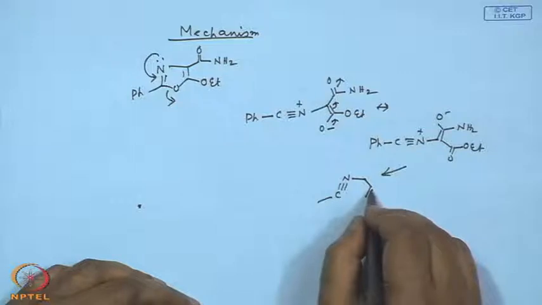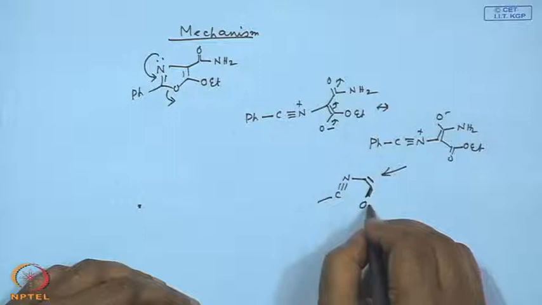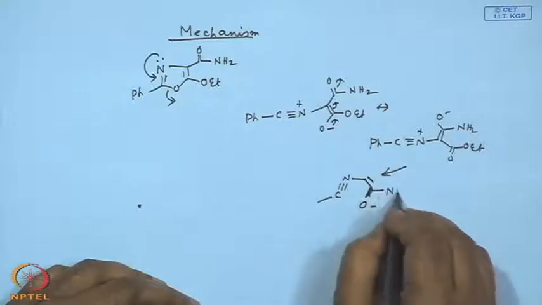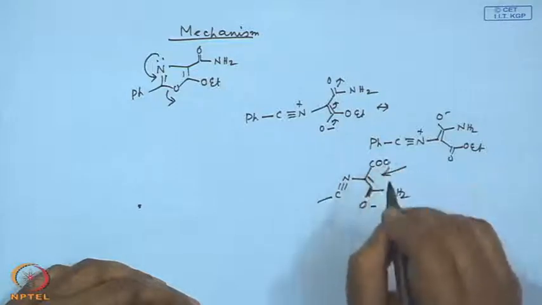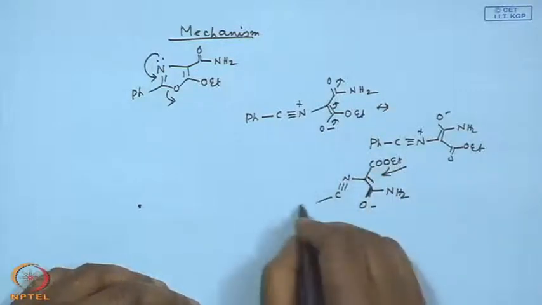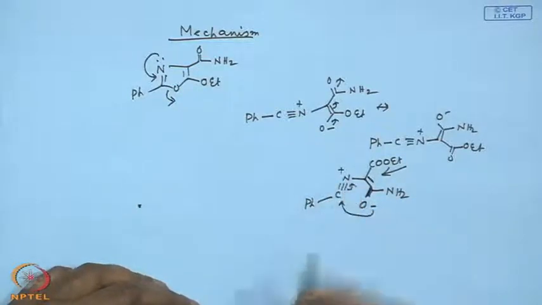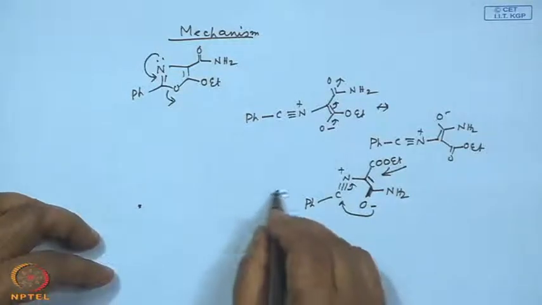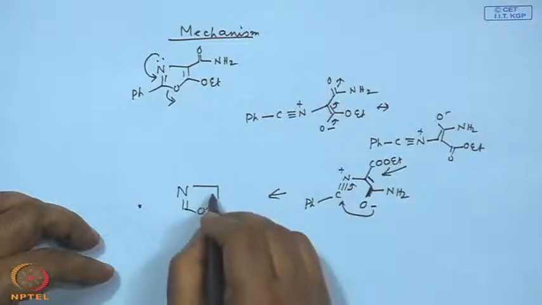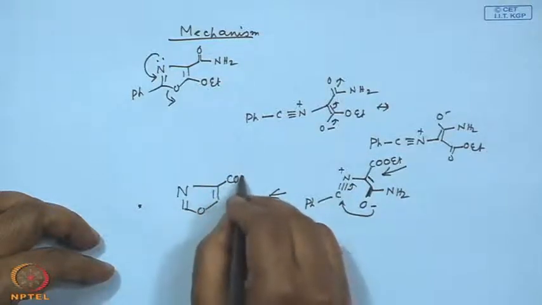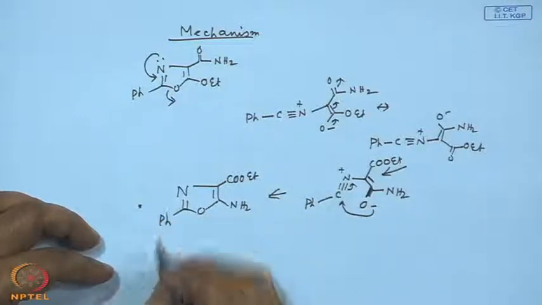Nitrogen, and then a double bond here, this is oxygen minus NH2, and this is now CO2Et, and this is Ph, and just a reverse of the process. If you do so well, you can come up with the right product. And so this would be now OEt, this is NH2 and this.